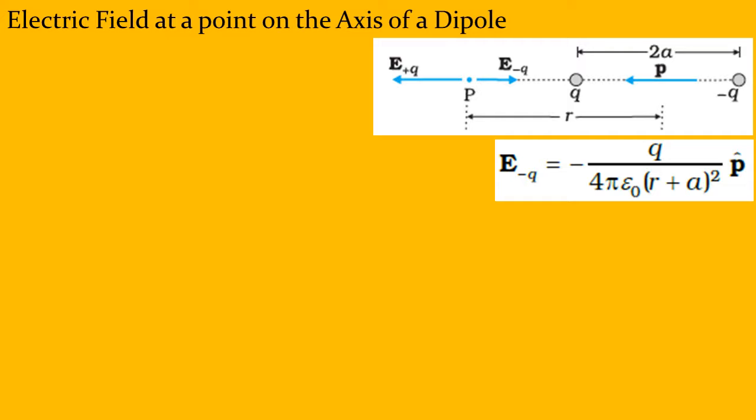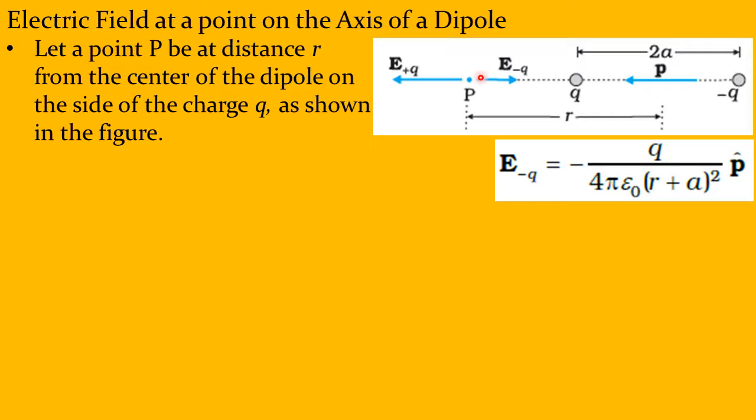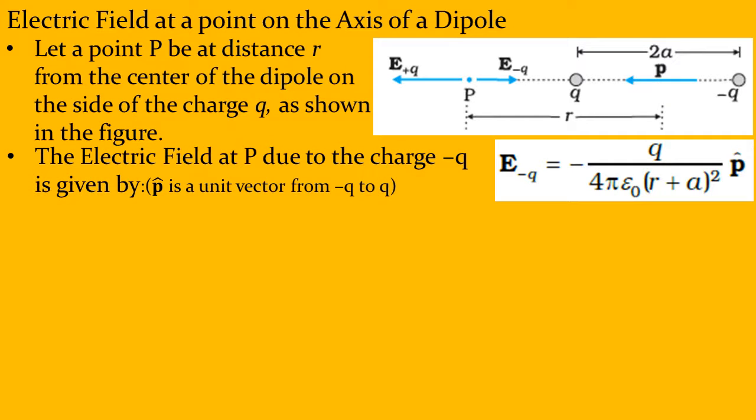Now let us calculate the electric field at a point on the axial plane of a dipole. Here we have a dipole, a pair of equal and opposite charges. The line joining minus q to plus q is the direction of the dipole, and this line extended on both sides is the axis of the dipole. We have a point P on the axis of the dipole at a distance r from the center of the dipole. Let us calculate the electric field at P due to the charge minus q.